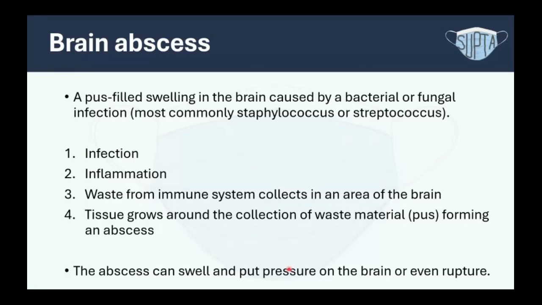Inflammation will happen as your body attempts to fight it. And then when your immune system is fighting the infection, some waste will be produced as well. So this can be some dead cells, some of the bacteria and fungi. After your immune system has been fighting it, some of the waste products are produced, and they can sometimes collect in an area of the brain.